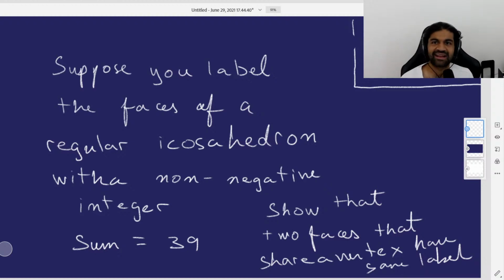I'm just going to verify that I have the problem statement correct. So for those of you who want to look this one up, it's 2013 problem A1. Okay, so you're labeling the faces of a regular icosahedron with non-negative integers in such a way that they add to 39, and you want to show that two faces that share a vertex will have the same label. Like there are two faces out there that you can find that share a vertex and have the same label. Why would this be the case? By the way, if you don't know what an icosahedron is, let me just pull one up for you.